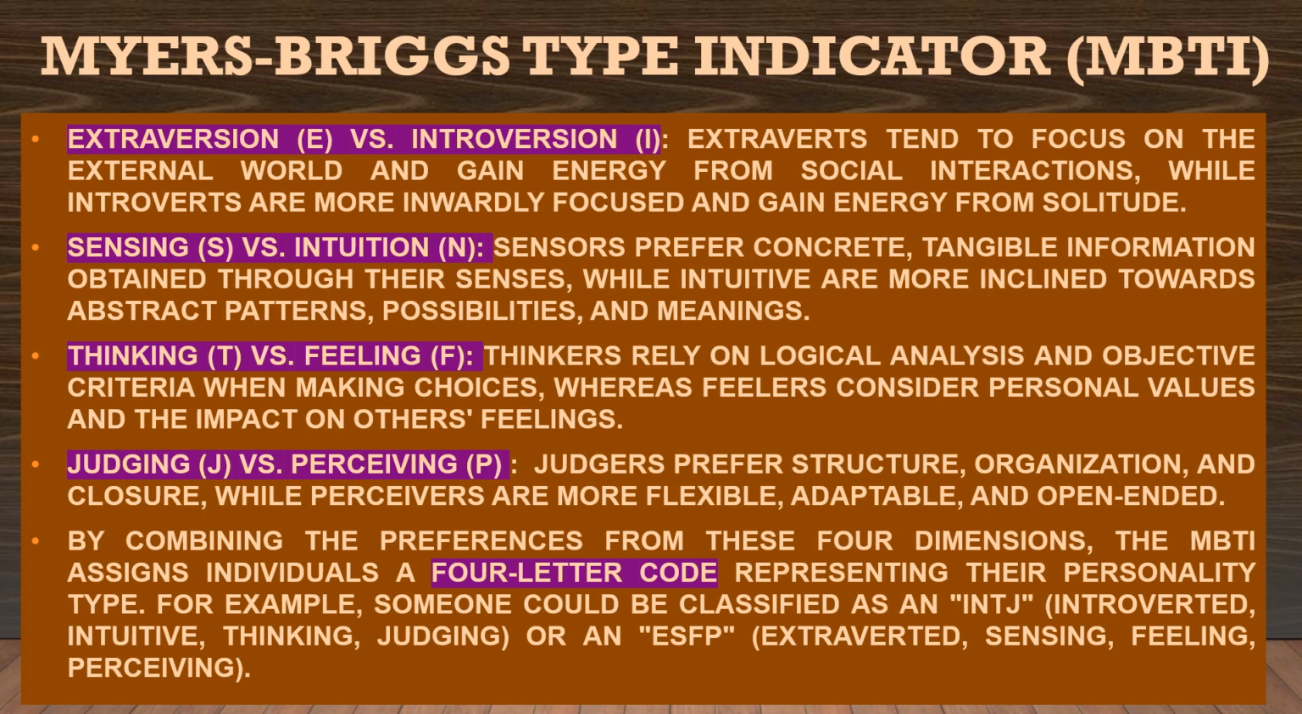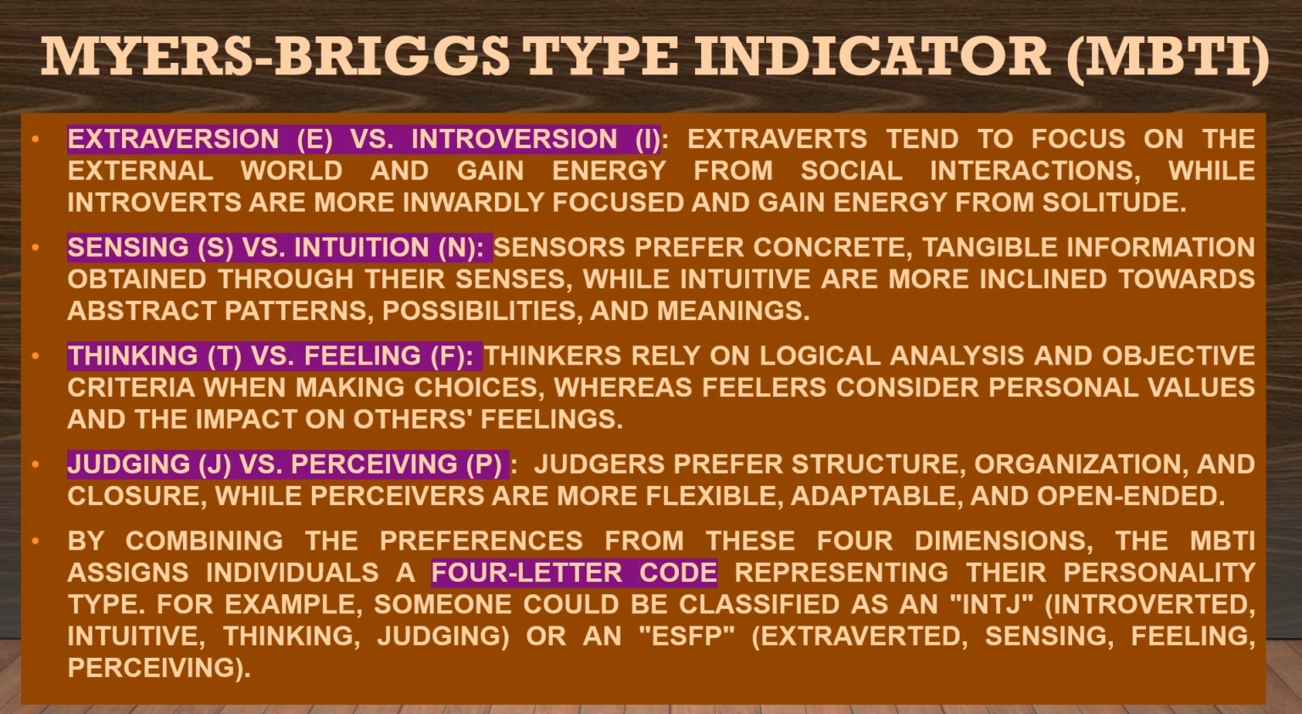Then sensing versus intuition. This reflects how the individual gathers information. The first one is how they gain energy, and this one is how they gather information. The sensors prefer concrete, tangible information obtained through their senses. The intuitive are inclined towards abstract patterns, possibilities, and meanings.